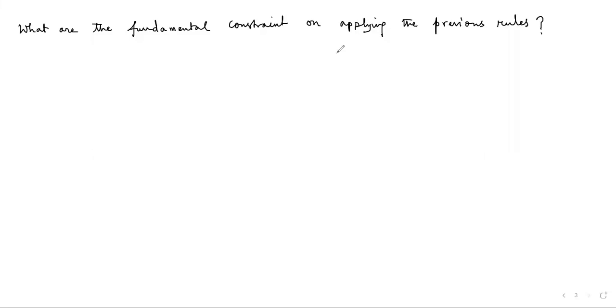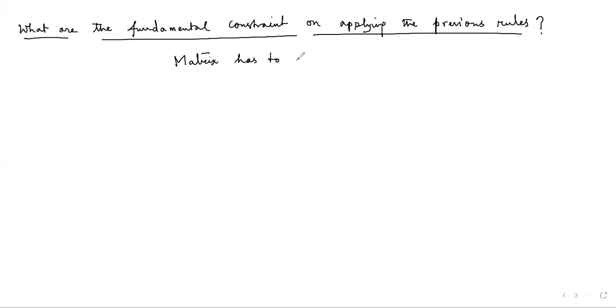Yeah, very good. One student has written it correctly. The fundamental constraint on applying the previous rule is that the matrix has to be a square matrix. Matrix has to be a square matrix. This is the main drawback. This is the main fundamental restriction.